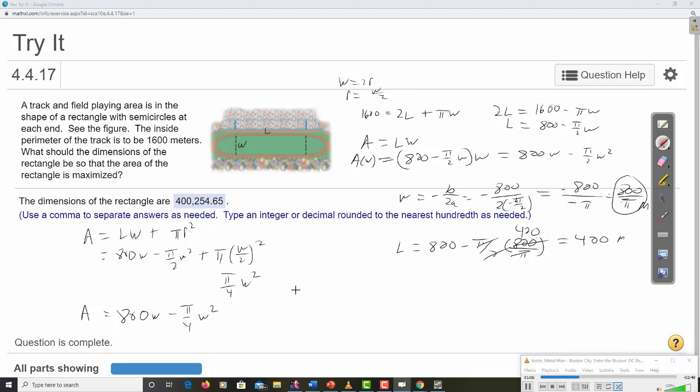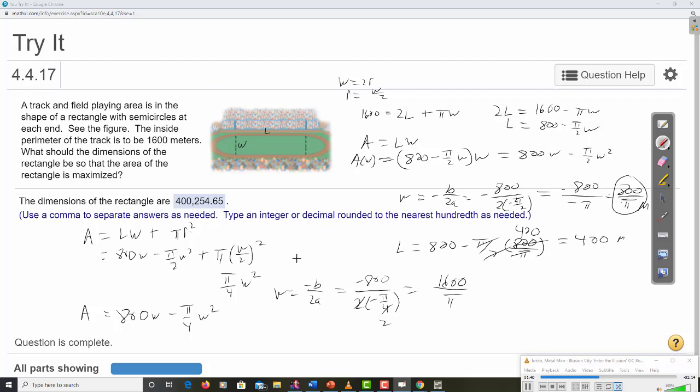And if we do our work again, negative b over 2a will be our w coordinate, or width. This would end up being negative 800 over 2 times negative pi over 4, which the 2 would still reduce, but now I still have a 2 on the bottom, so that would multiply times the top and get me 1600 over pi. So that's interesting enough. I mean, it's just double what we got from the other case.